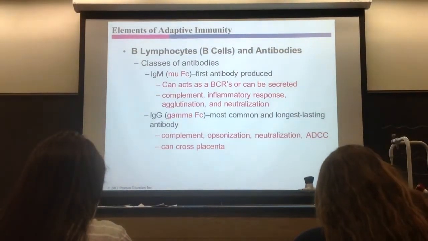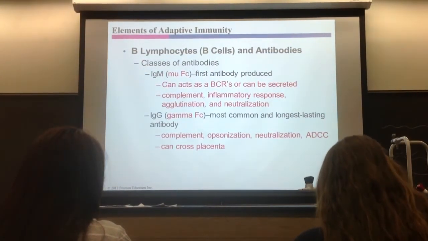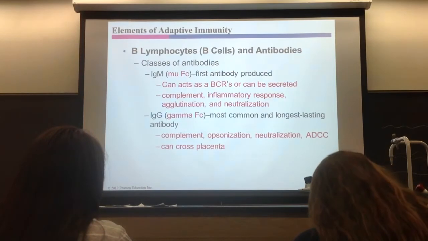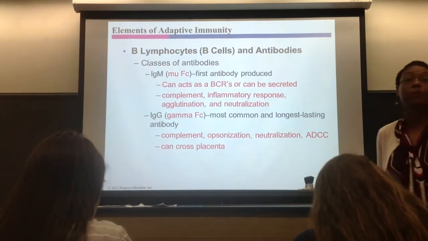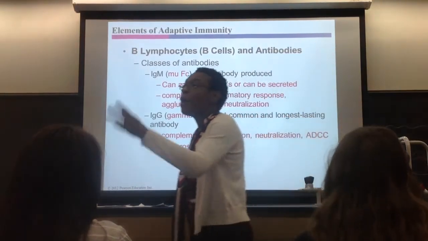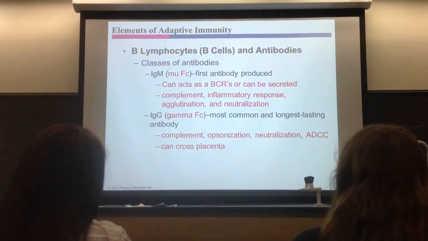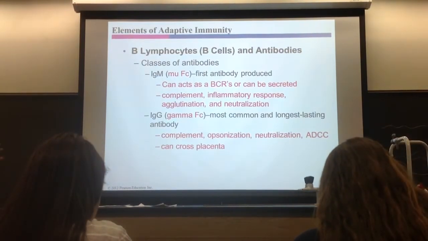IgM. Okay. Basically, it has a mu FC. It's real easy, right? So basically, IgM is an antibody that has the mu FC. It's real simple, okay? IgM, what you need to know, that is the first antibody that you will ever secrete.